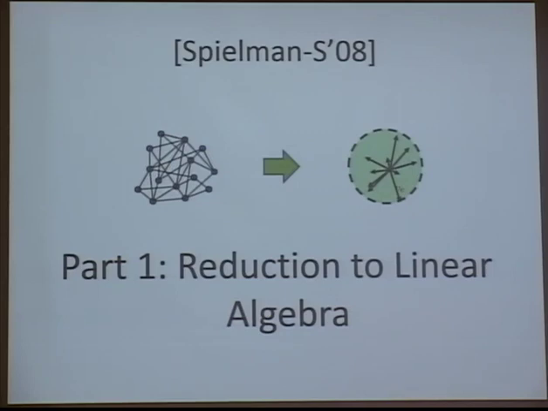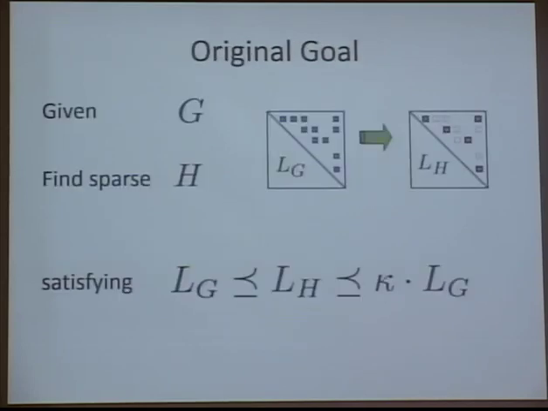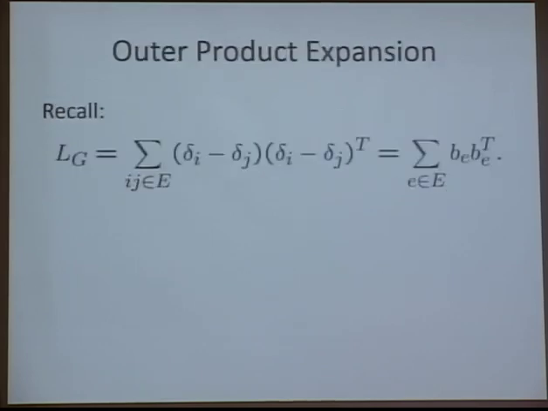Okay, so, reduction to linear algebra. Remember that this is what we wanted to do. You're given a graph G, you want to find a sparse graph H, so that the Laplacian matrix of H is sandwiched between G and some constant times G, which I'm going to call kappa. Okay? And you want H to be sparse, right? Okay. So assume for the rest of the talk G is unweighted. Everything works when it's weighted.